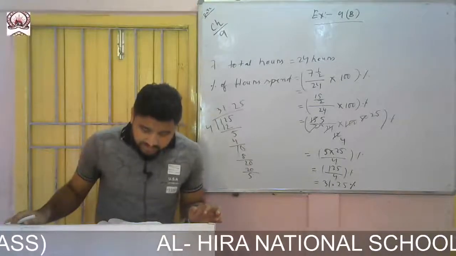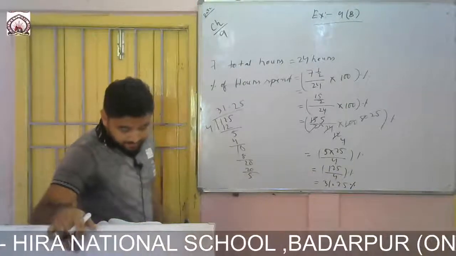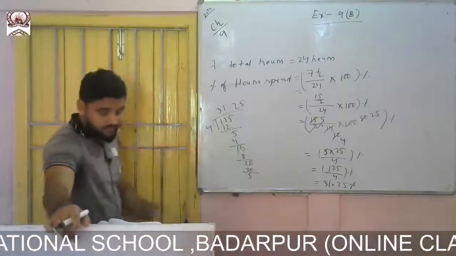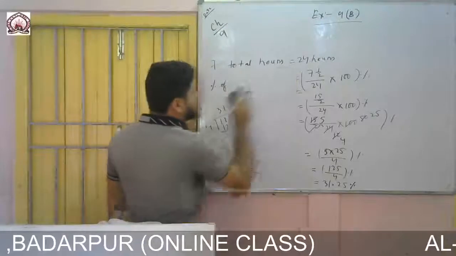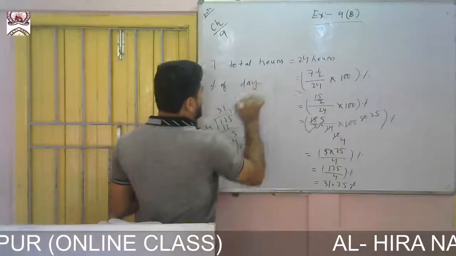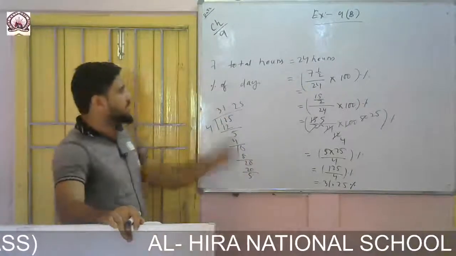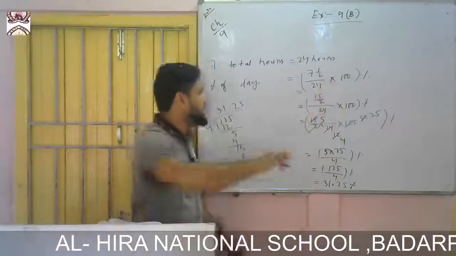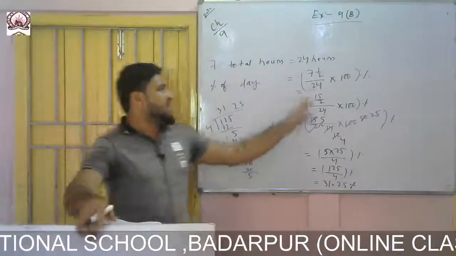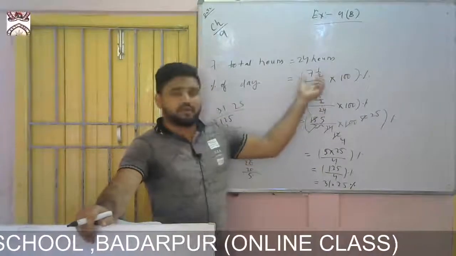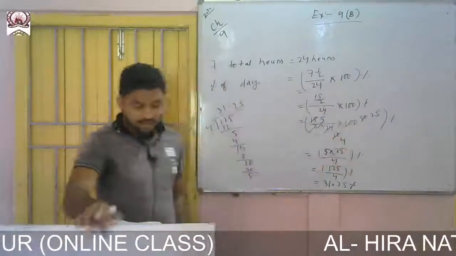What percentage of the day is this? One thing you write: percentage of day equals this, because we are going to find the percentage of the day. Out of 24 hours I divide the hours I spent. Hours I spent equals 7 1 by 2 out of 24 hours, because in one day there are 24 hours. Into 100. So I found the answer.